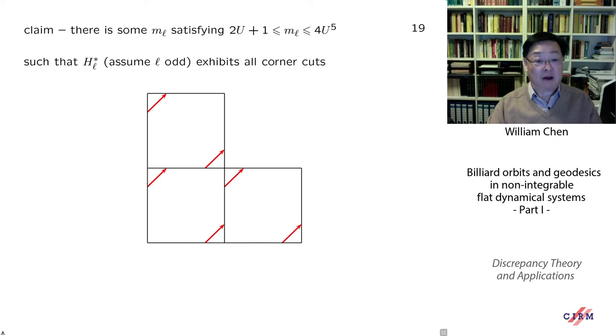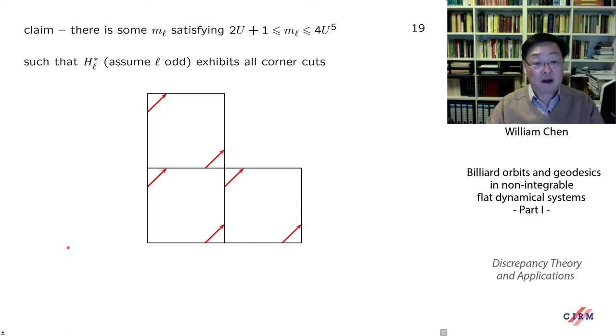Now we make a claim. We claim that there is some one of these numbers, ml, such that the corresponding line segment, hl star, exhibits all corner cuts that are shown in this picture. What we mean by that is that this is a corner cut, which means that part of HL star goes from this vertical edge to this horizontal edge. And part of HL star goes from this horizontal edge to this vertical edge. And so on, right?